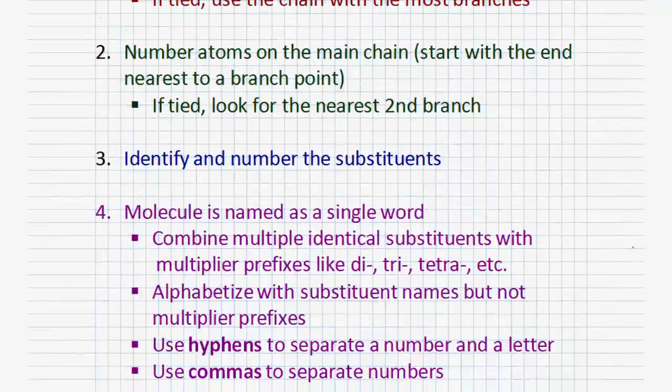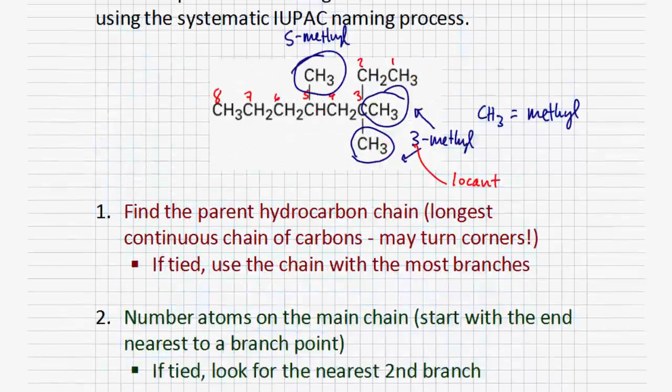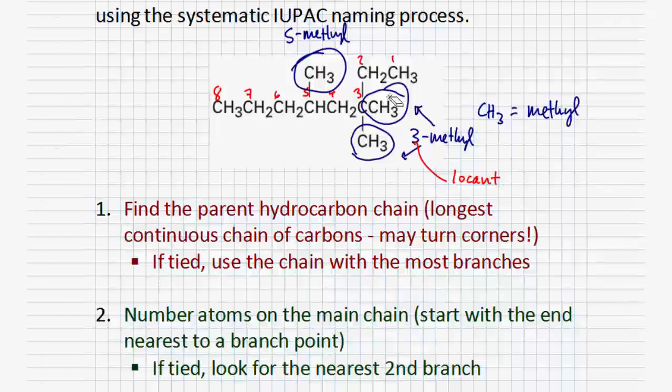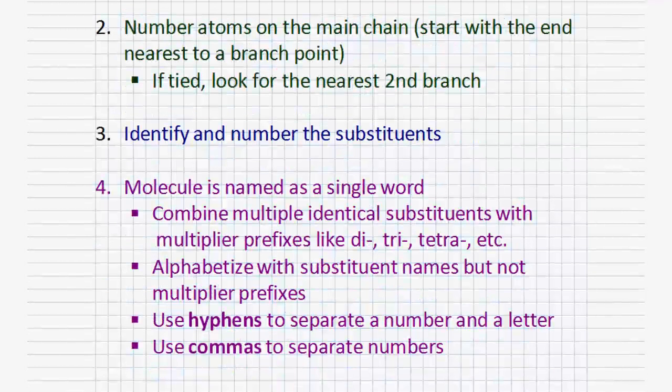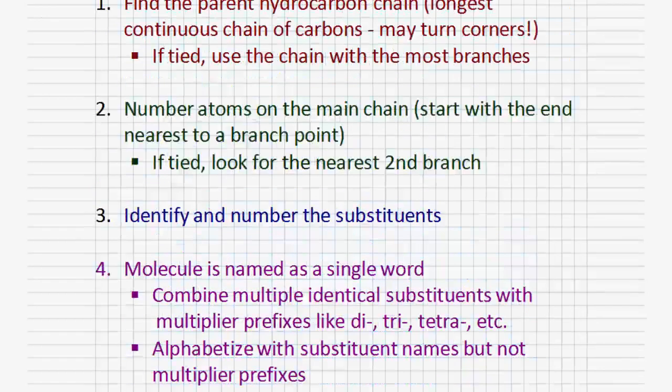And if you have different substituents, you'll alphabetize them with the substituent names, but these multiplier prefixes don't go for alphabetizing. So I'll have trimethyl. I'm going to use numbers to indicate where all of those are located. So I'll include 1 locant for every substituent in the whole molecule. And use hyphens to separate a number and a letter. Use commas to separate 2 numbers.